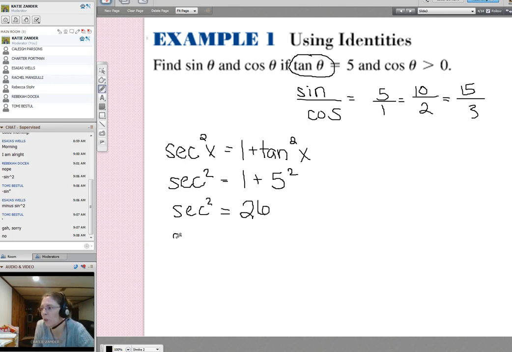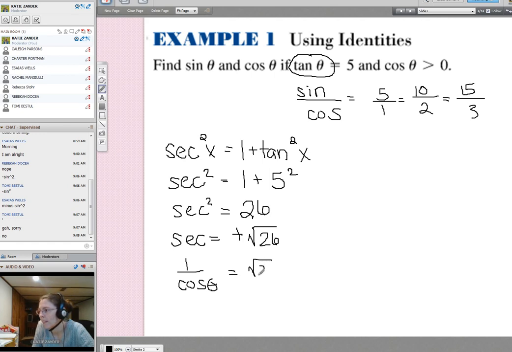Let's go ahead and do the square root. And technically when we're doing the square root, we want plus or minus in front of that. However, we can get rid of the minus sign because we have the restriction for cosine. We know that it's got to be a positive value. All right, secant is the same as 1 over cosine. Therefore, cosine must equal what?